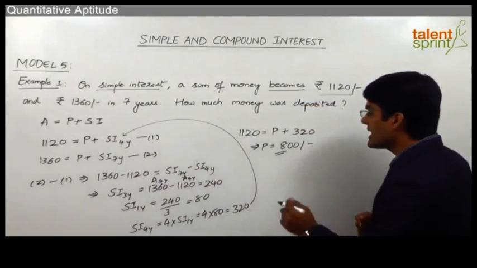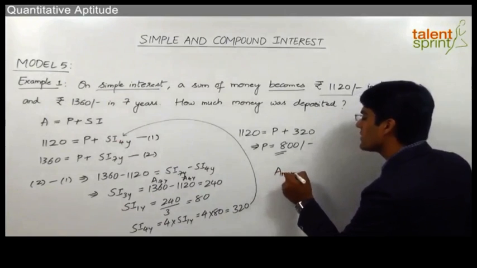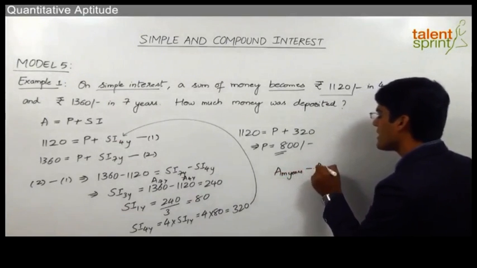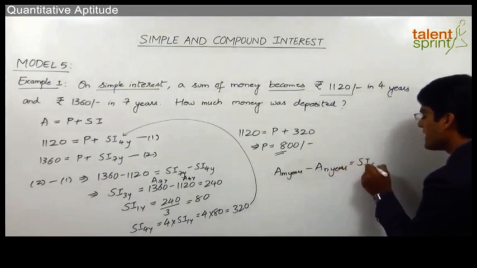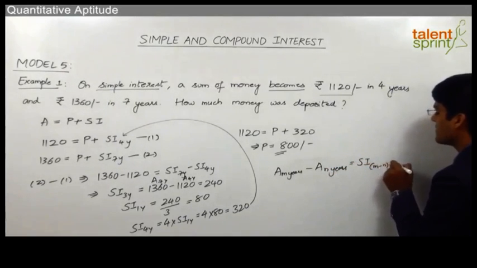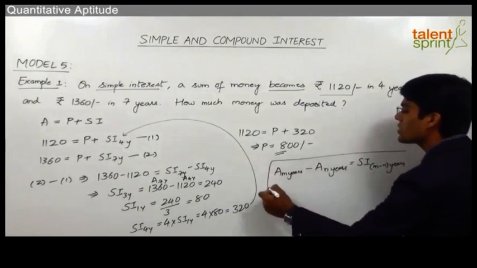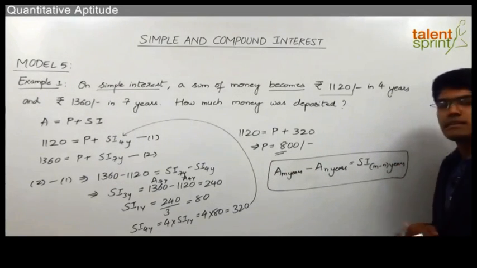So just remember that total amount for m years minus total amount for n years would be equal to simple interest of m minus n years. So if we can remember this point, we can cut short the number of steps required in this question.